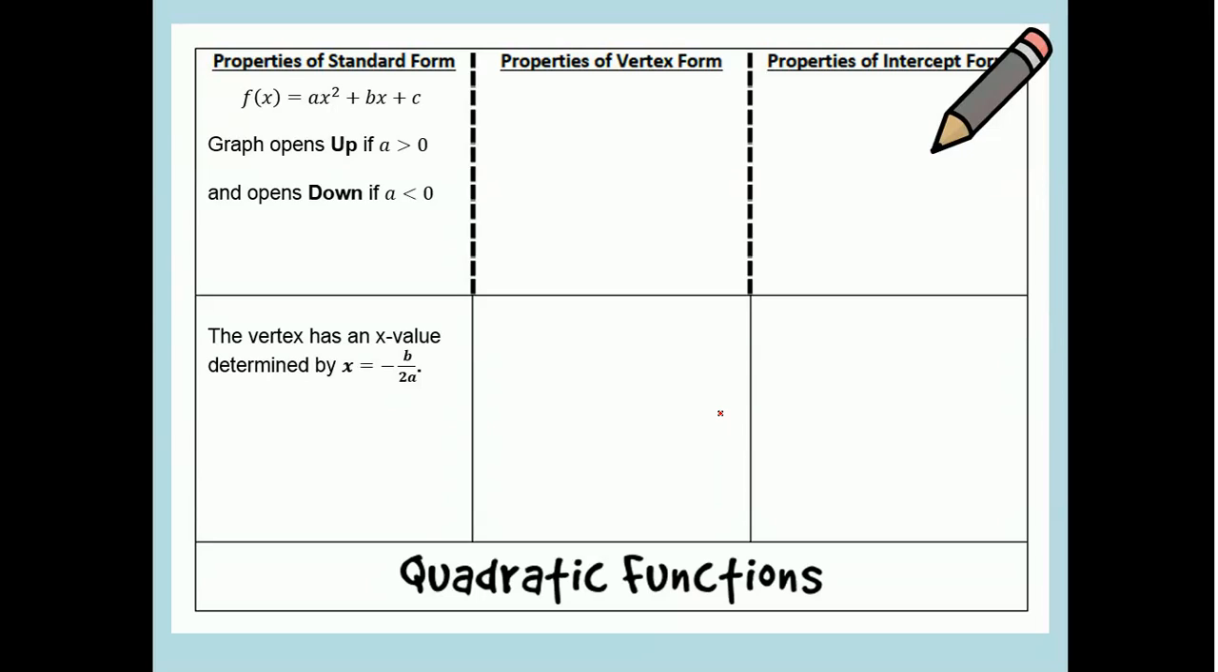To find the vertex, you're going to find the x value by setting x equal to negative b over 2a. So you're going to take whatever b is, divide it by 2a, and that's going to give you your x value. To find the y value of your vertex, you're going to substitute the x value you get back into the equation. Then we're actually going to make a table for standard form. So let's try a couple of problems here.